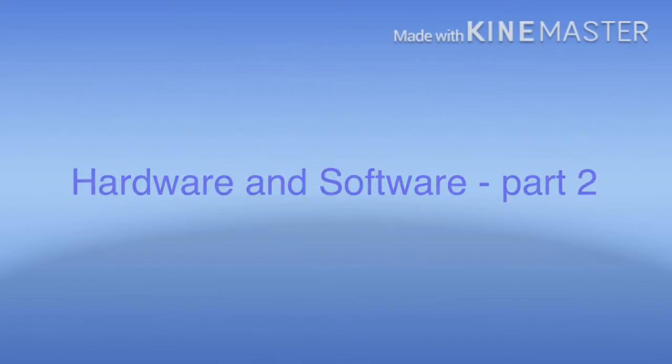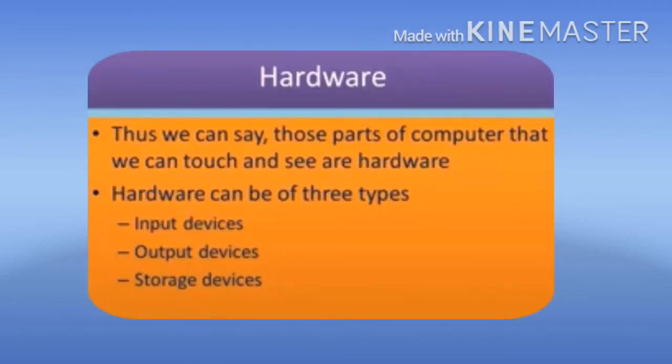In our previous class, we have learned the difference between hardware and software. Today, we'll learn types of hardware and different types of software. Important types of hardware devices are input devices, output devices, and storage devices. So, first of all, we'll talk about input devices.